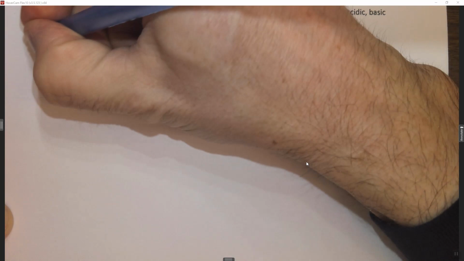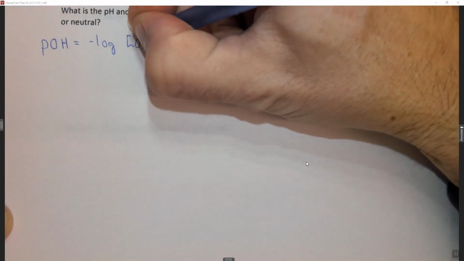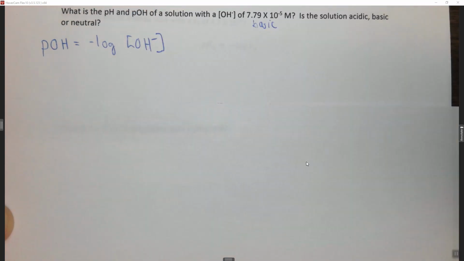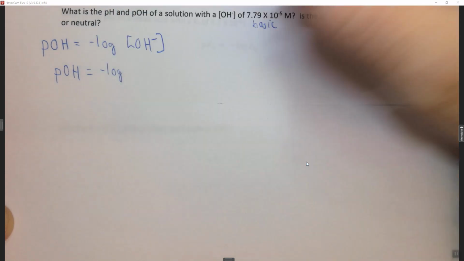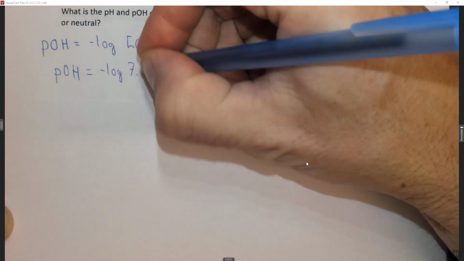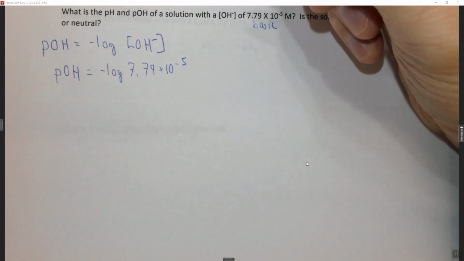Now we could find the pOH the same way we find the pH. The pOH is the negative log of the OH minus concentration. So in this case, the pOH is equal to the negative log of 7.79 times 10 to the minus 5.